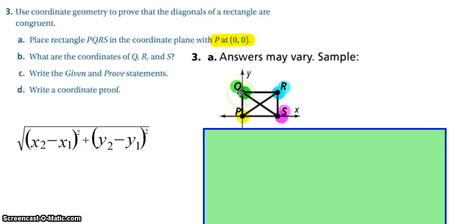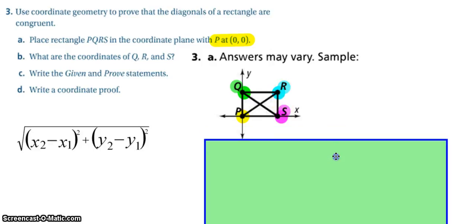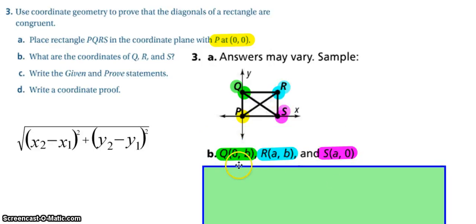So Q only goes vertically, S only goes horizontally, and R combines both movements. So we have O, B, R is A, B, and S is a 0. We want to write the given and prove statements.